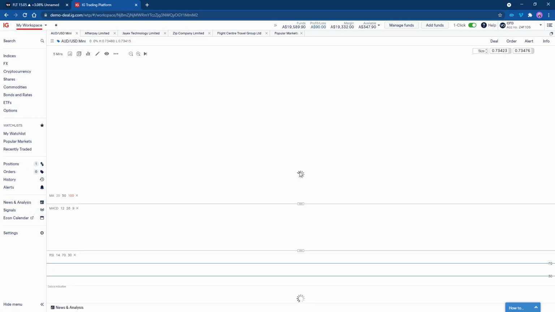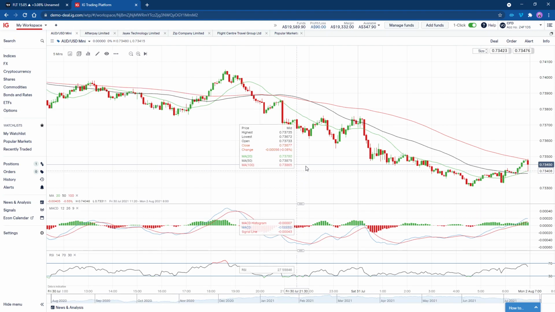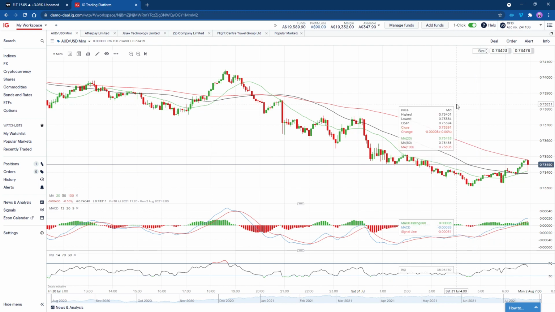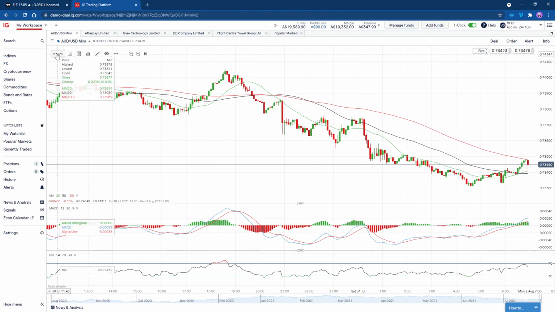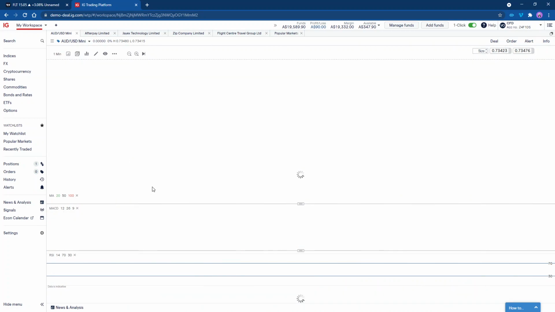I'm reading all the questions in the comments and covering them as we go. All right, so that's 5 minutes. Let's change it to 1 minute candle.